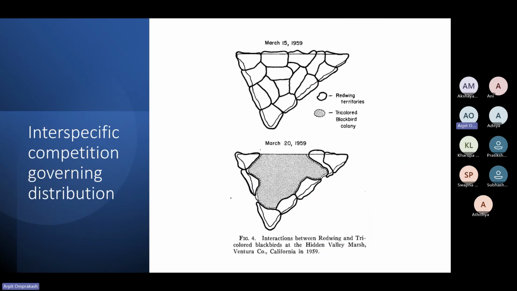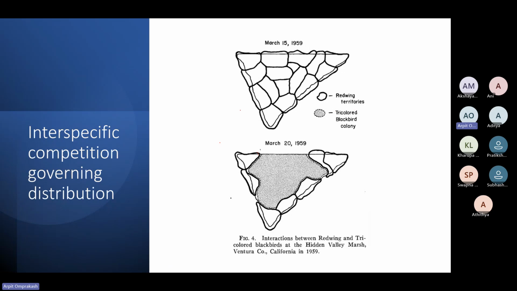Right. We can also have interspecific competition governing distribution. In this example in California, researchers saw that on March 15, 1959, this triangular piece of land was covered with territories of the red-winged blackbird. But on March 20, 1959, most of these birds had moved out, and much of the area was taken up by the tricolored blackbird, which is much more dominant over the red-winged species.